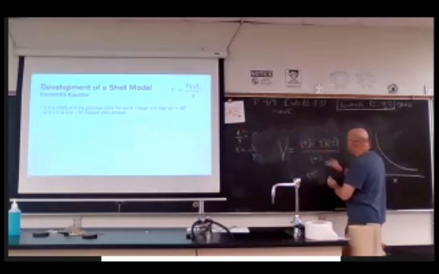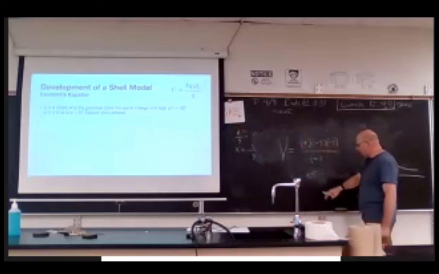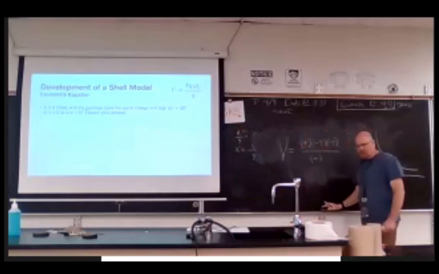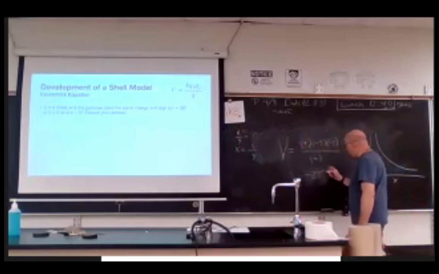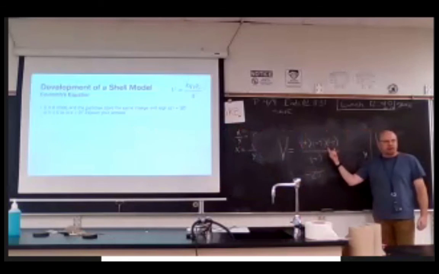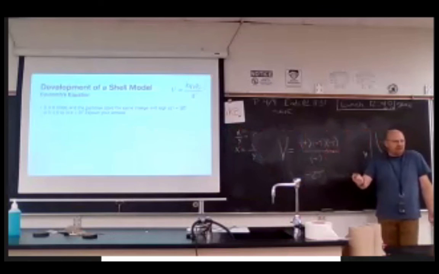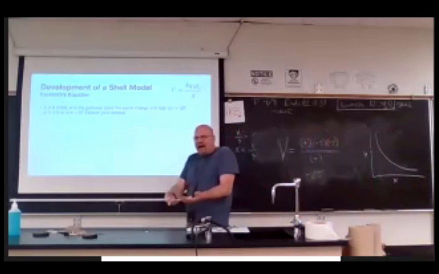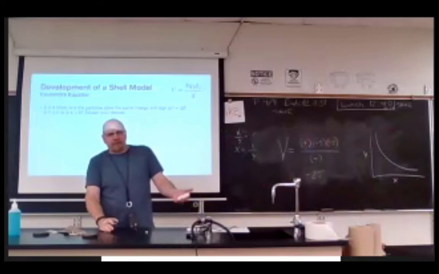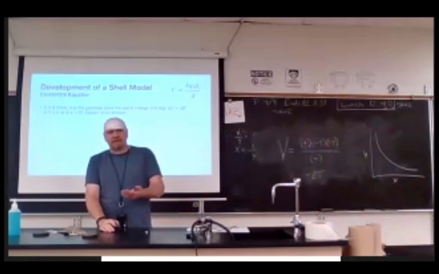What happens if I make this positive and I leave this one negative? What do I get? I get negative 25. And that means these particles are oppositely charged. They're going to do what to each other? Attract. So a negative value for V is going to represent attraction.